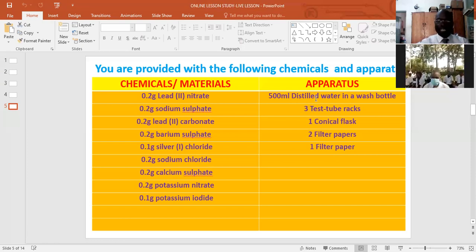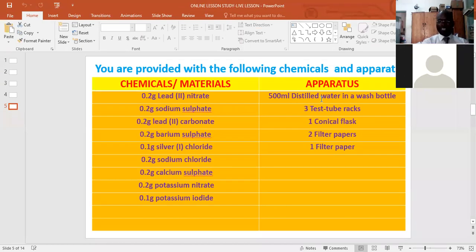Fantastic. I can see we had placed 500 ml distilled water under apparatus. It should be under the chemicals, but a wash bottle is an apparatus. Thank you for that. Let us also clap for Ian Kahimika. Well done. Let me move to the next slide then.